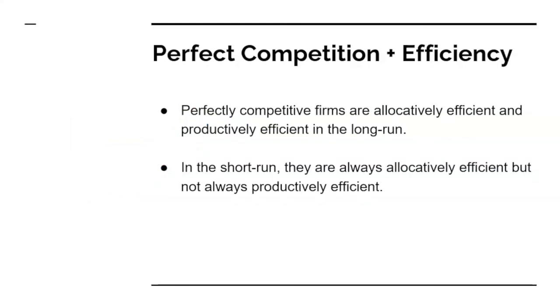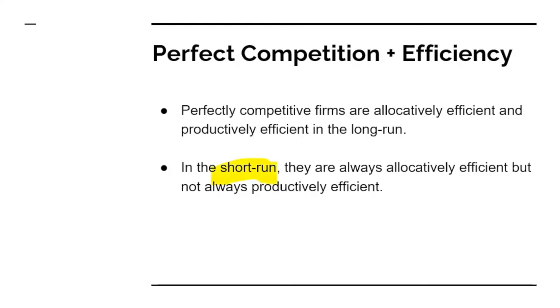And so yet again, just to recap this point, perfectly competitive firms are allocatively efficient and productively efficient in the long run. And this is never going to change. This is always going to be 100% true. In the long run, firms in perfect competition are always allocatively efficient, where MR equals MC, and they are always productively efficient, where marginal revenue or price equals the minimum of the ATC.